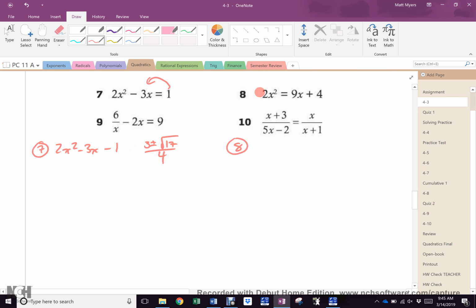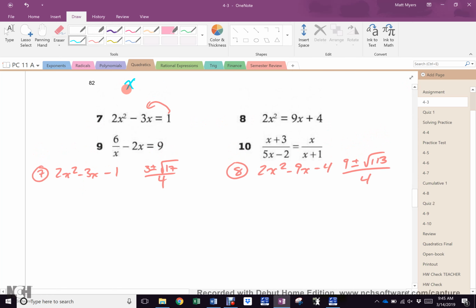Number 8, move 2 things, becomes 2x squared minus 9x minus 4. And the answer becomes 9 plus or minus root 113 over 4. Everybody should have been okay with those two. I saw a lot of people with issues here. Remember, if it looks like ax squared plus bx plus c equals 0, we can use the quadratic formula, as long as it looks like that. That doesn't look like that. What part of that is screwing us up?